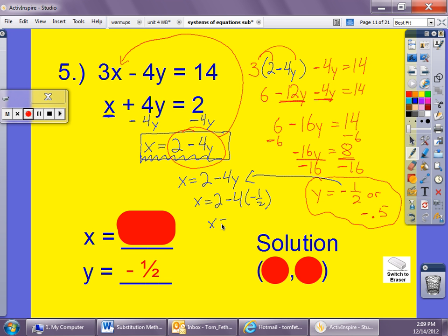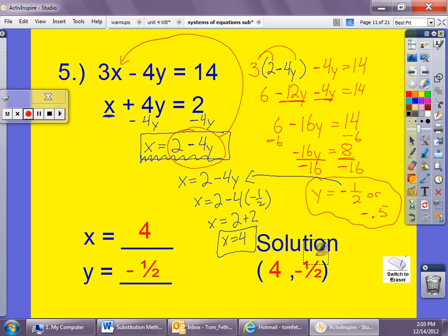Half of 4 is 2. So we get x equals a negative, and a negative is a positive. Well, 2 plus 2, so x will equal 4. So our x value is 4. So that means our solution, well, x is 4, y is negative 1/2, so the solution is 4, negative 1/2.